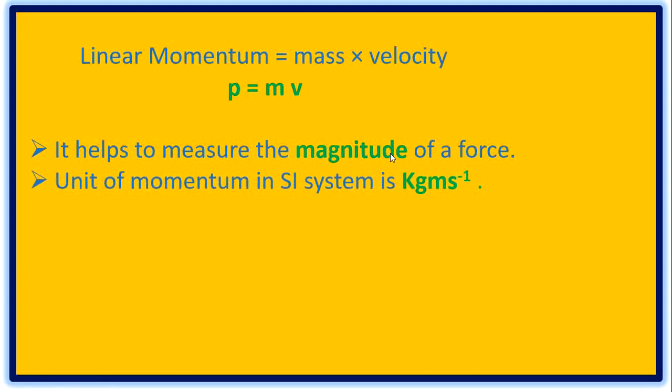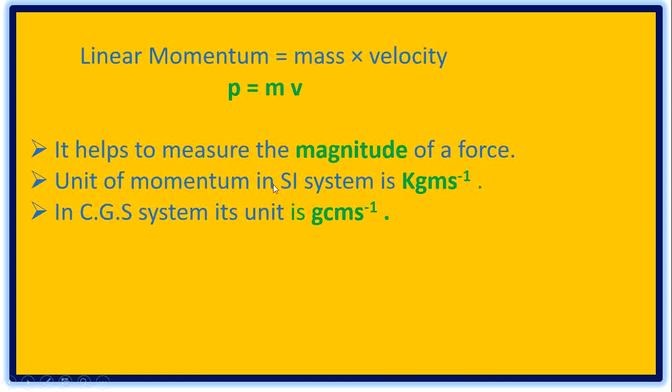Now what is the unit for linear momentum? You already know the unit for mass is kilogram and the unit for velocity is m s minus 1. So the unit for linear momentum is kilogram m s minus 1. And in the CGS system, the unit for linear momentum is gram centimeter s minus 1. In the CGS system, the unit for kilogram is gram and for meter is centimeter, and for second it is second. In all the systems, the unit for time is second only. So we have to write it as second.